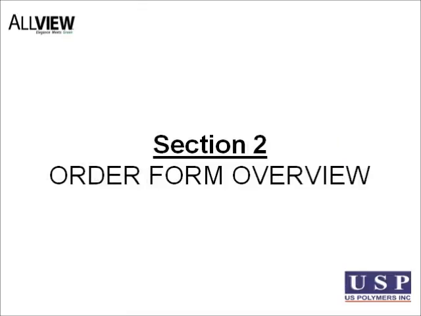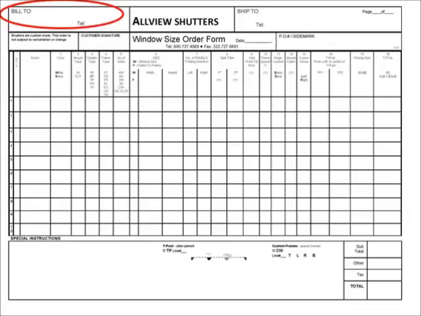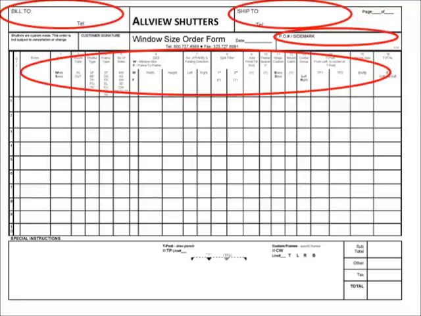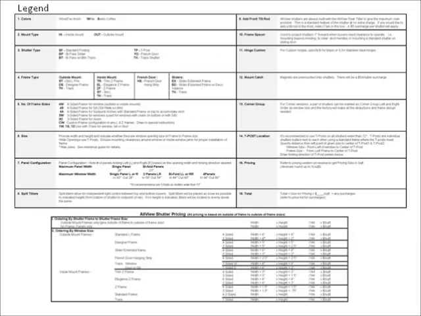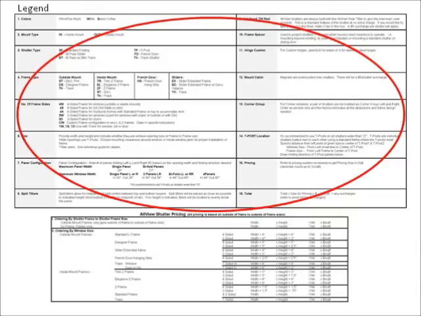Now let's take a look at the order form and how to design and order AllView shutters for your next shutter job. The order form has Bill to, Ship to, and PO information on the top. Then you have all the product choices to fill out. The order form comes with a legend on the reverse side that explains each and every option available.